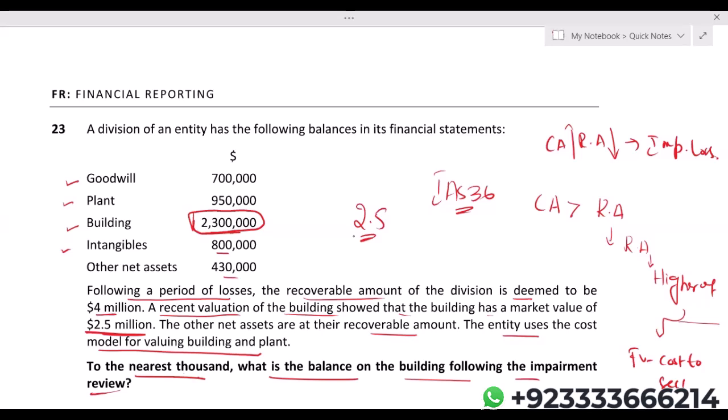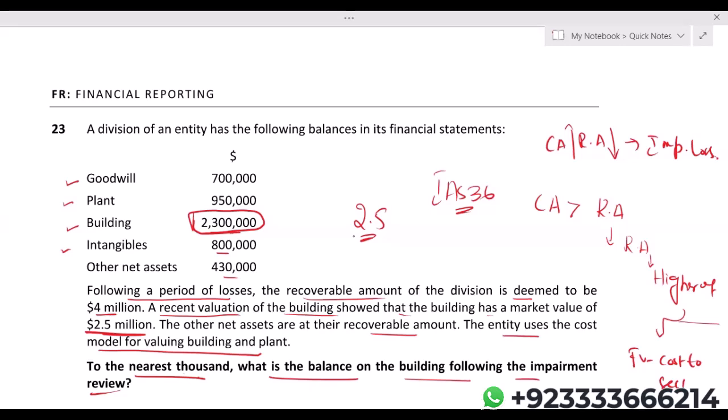For example, every branch of Pizza Hut is a separate cash generating unit because the cash inflows of one Pizza Hut branch do not depend on another Pizza Hut branch. So each branch of KFC, McDonald's, Pizza Hut is a separate cash generating unit. Now, under a cash generating unit, how do we allocate impairment loss?